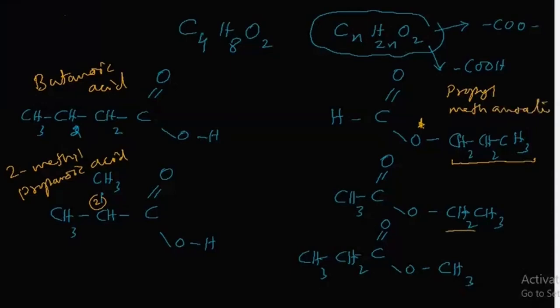Again, look at the carbon atoms. How many carbon atoms are attached to the single bonded oxygen? Two. So this is ethyl ethanoate. Now, here you have one carbon, so this is methyl, and you have three carbons which come from the carboxylic acid, so methyl propanoate.